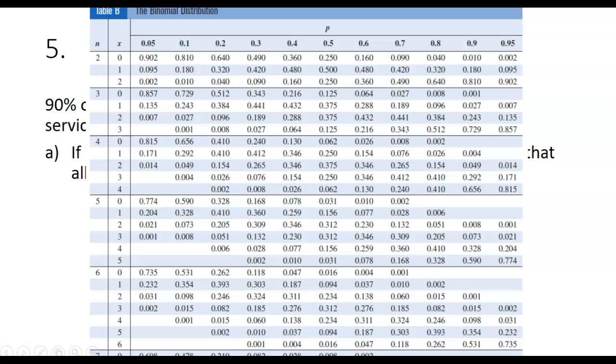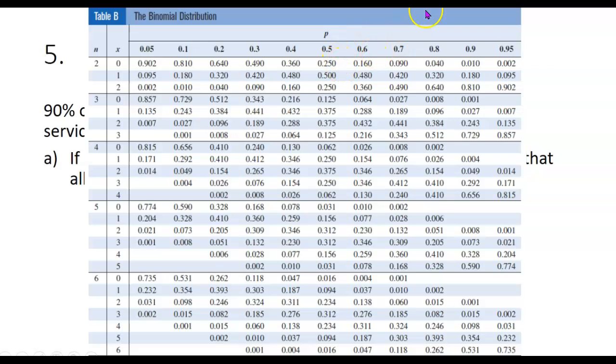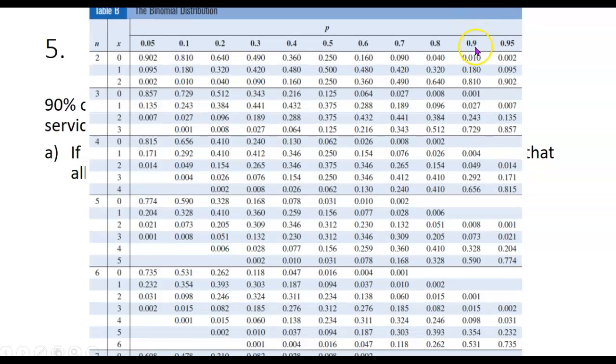So we could pull up that table for the binomial distribution, or use the binomial probability distribution formula on a graphing calculator or something like that. But we go to the place where N is 6, that's this section of the table. We go to where P is 0.9, and then we look in the row where X is 6. And the number we find on the table is 0.531. So that's the same probability as the other way we figured it.